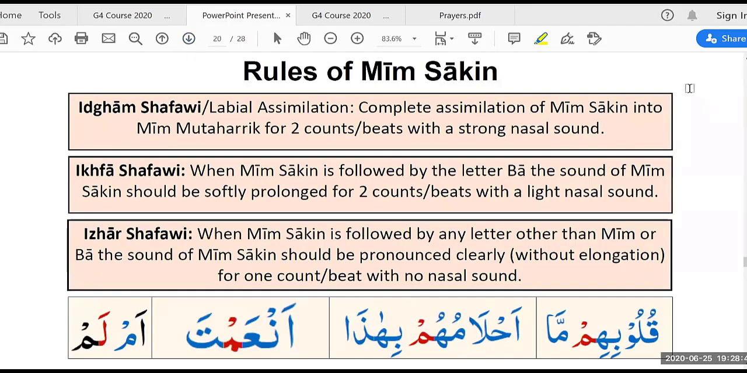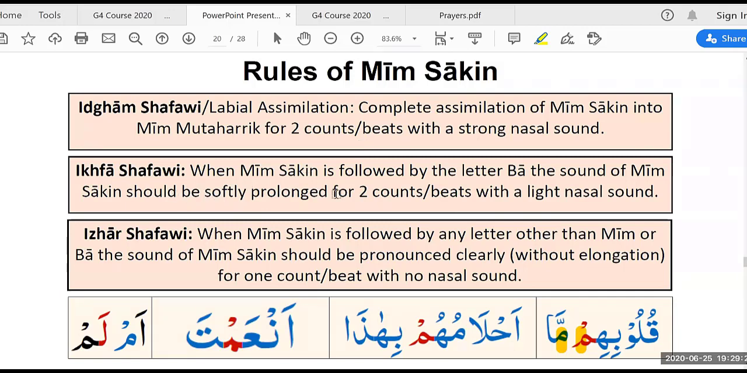Okay, then we did the rules of Mim Sakin. Just like Noon Sakin, Mim Sakin has similar rules, except this time it is called Idgham Shafi, Ikhfa Shafi, and Izhar Shafi. Shafi means labial because it is concerning the lips. Idgham Shafi is the complete assimilation of Mim Sakin into Mim Mutaharrik for 2 counts or beats with a strong nasal sound. As you can see in the first example, we have Mim Sakin followed by Mim Mutaharrik. So in this case, we are going to do Idgham, which is assimilation for 2 counts or beats.